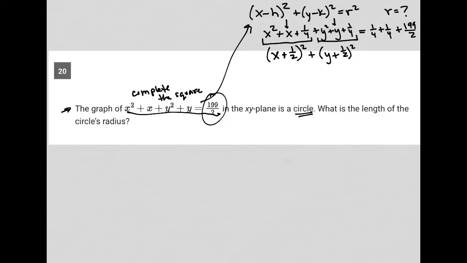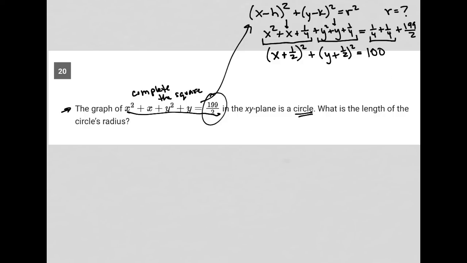Then I have to add all these things together. So I have common denominators for the first two fractions. In fact, let me just add them together. 1/4 plus 1/4 is 2/4, which is the same as 1/2. This becomes 1/2 plus 199 over 2. But that can be simplified, of course, because that has a common denominator as well. So that becomes 200 over 2. And 200 divided by 2 is just 100. So now that we've seen how I got there, I'm going to erase this and just put 100 here.